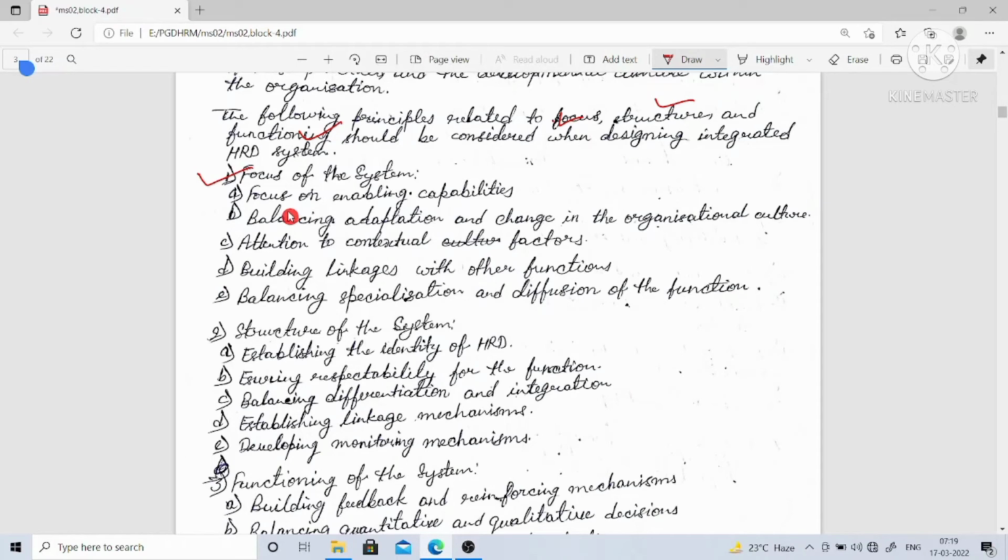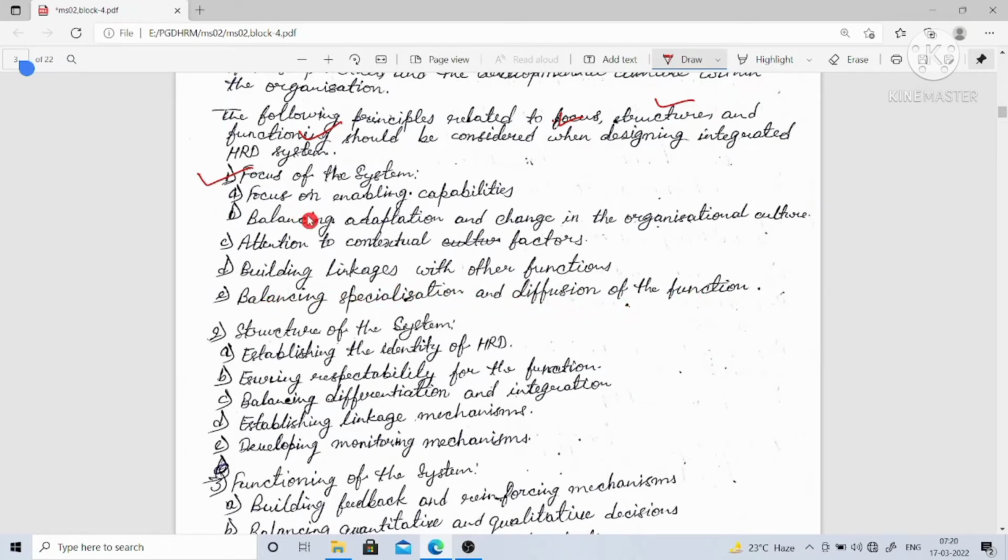A given, focus on enabling capabilities. So focus on enabling means focus on those things which enable capabilities of employees. Second given, balancing adaptation and change in the organizational culture. So there should be balance in adaptation and change. Third, attention to contextual factors. Fourth given, building linkage with other functions, and balancing specialization and diffusion of functions.